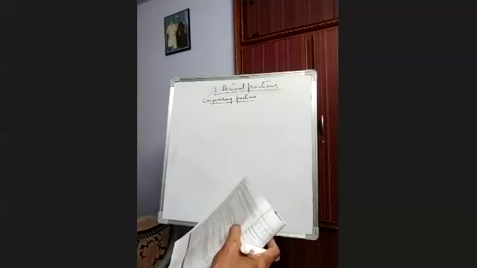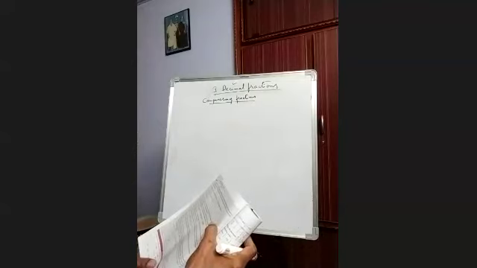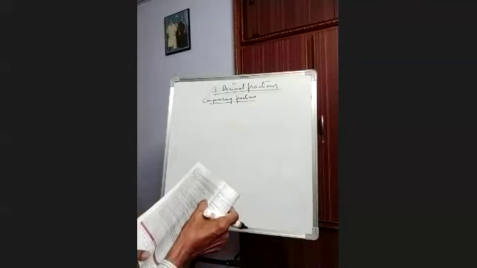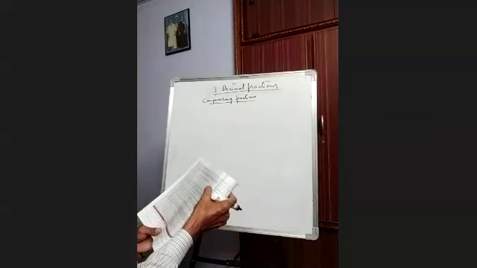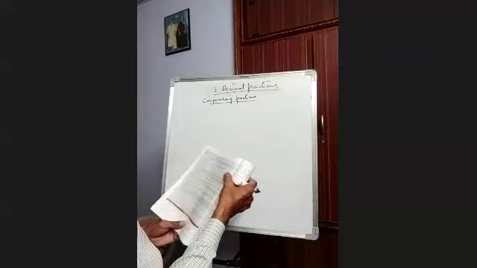Suppose some fractions are to be arranged in ascending or descending order of magnitude. Then convert each one of the given fractions into decimal form and arrange them accordingly. If they are in decimal form, it's okay. If they are not in decimal form, convert them into decimal form.